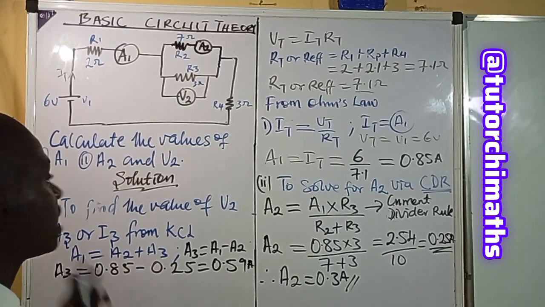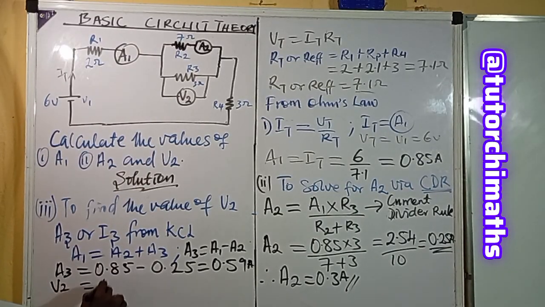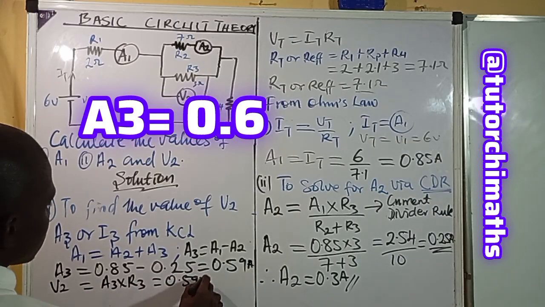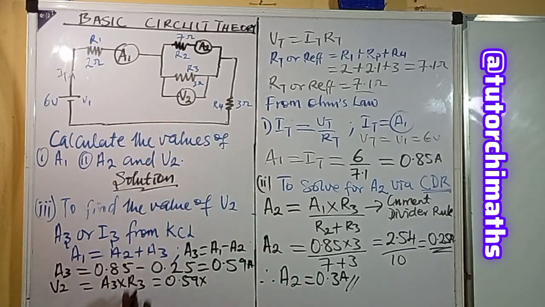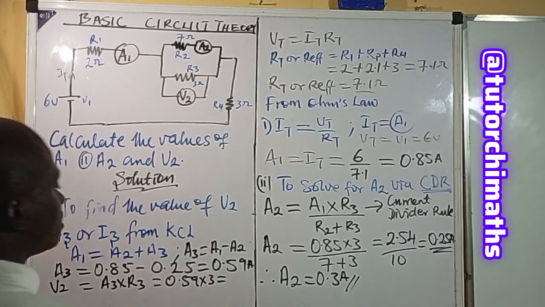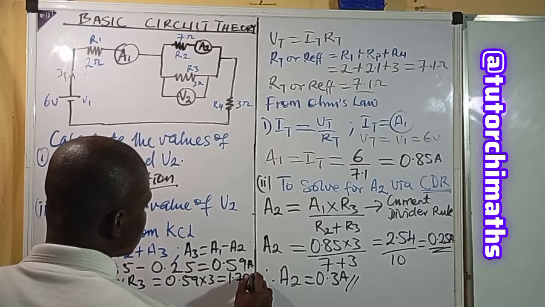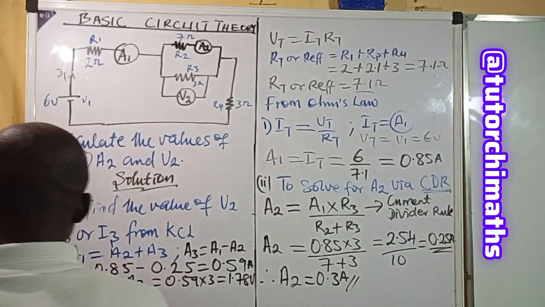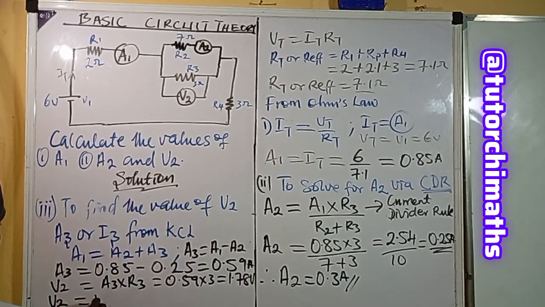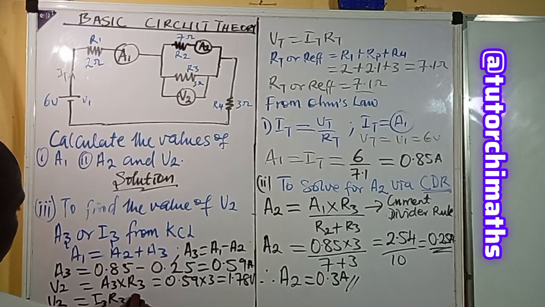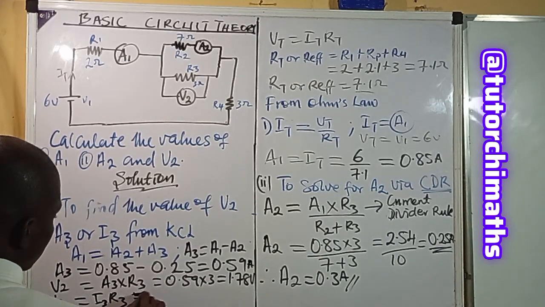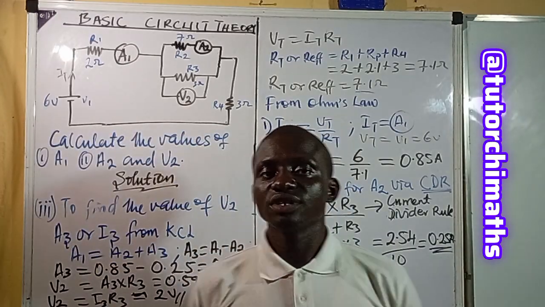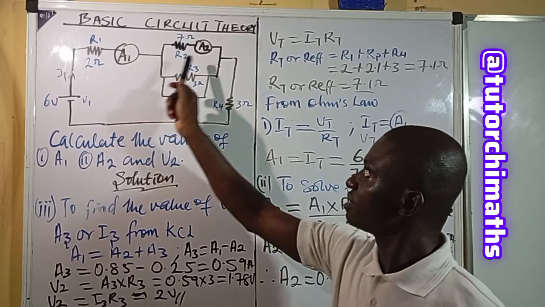This is our A3. Now, V2 is equal to A3 multiplied by R3. This will give us 0.59 multiplied by our R3 here, which is 3. This is equal to 1.78 volts. Remember, it is in volts, not ohms. So V2, which is the same as I3 R3, is approximately 2 volts. So this is how you can calculate for V2, A1, and A2.